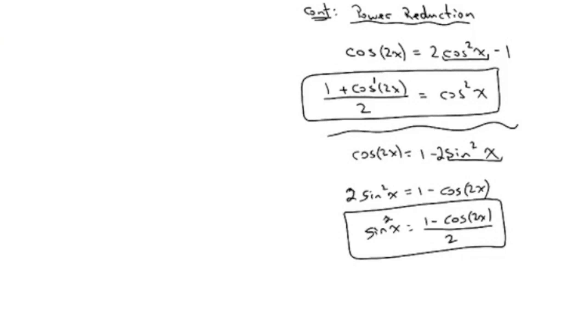Now Sammy said, what if it was cosine to the 4th x? I was going to ask that. This one's actually easier than that one. In a weird way, because it's going to be cosine squared x times cosine squared x.